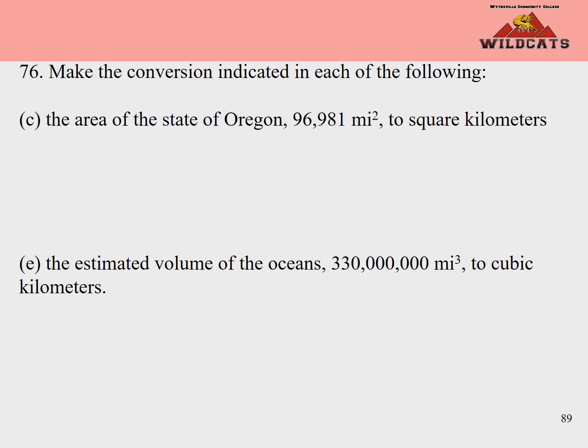Number 6, it says make the conversion indicated in each of the following. The area of the state of Oregon is 96,981 miles squared. This is interesting in that we're squaring and cubing our units. And I used to have a hard time with these until I figured out the simple trick. First of all, we've got 96,981 miles squared. We want to convert that to kilometers squared.